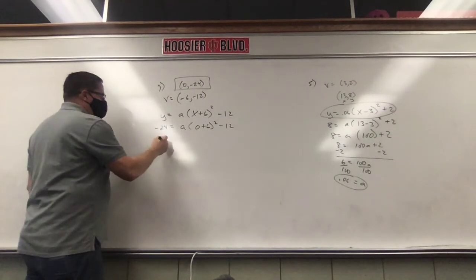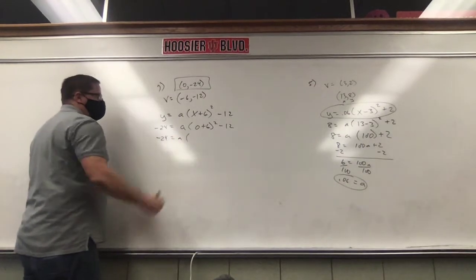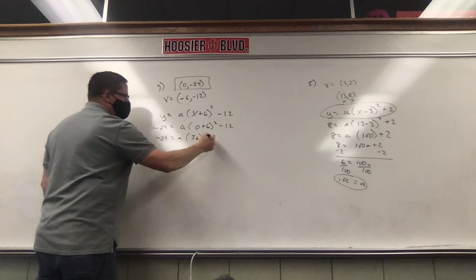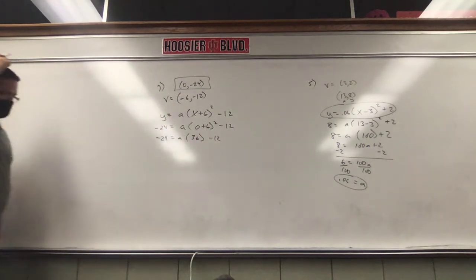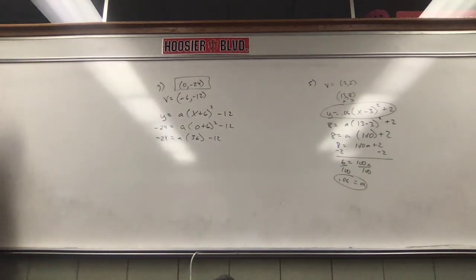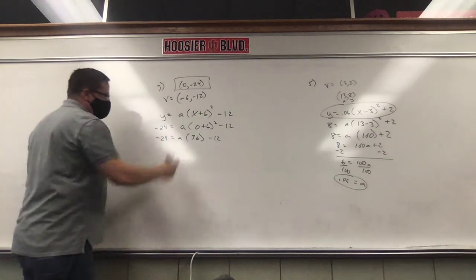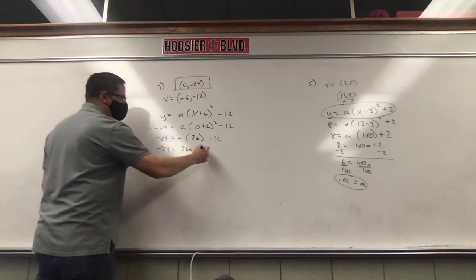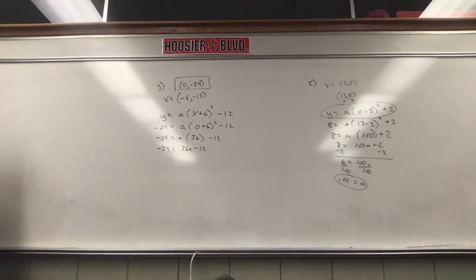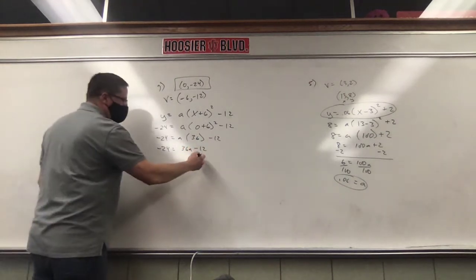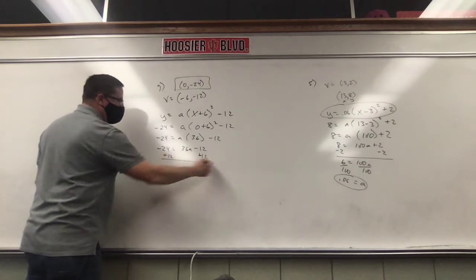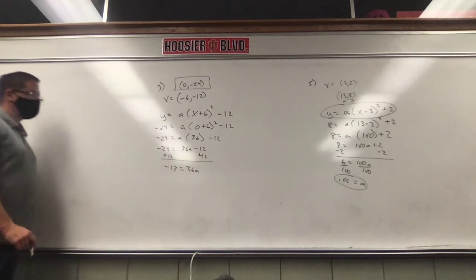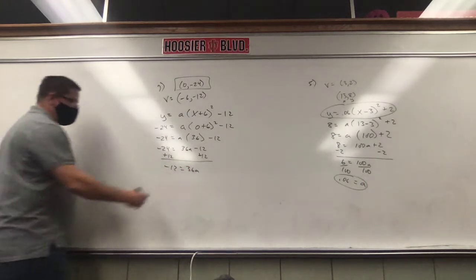I'm going to skip a step here. Negative 24 equals A times 0 plus 6 is 6, squared is 36. I am going to show this step here, though it's not really necessary. Negative 24 equals A times 36 is 36A, take away 12. Add 12 to each side. Negative 24 and a positive 12 is a negative 12, equals 36A. And we divide by 36.